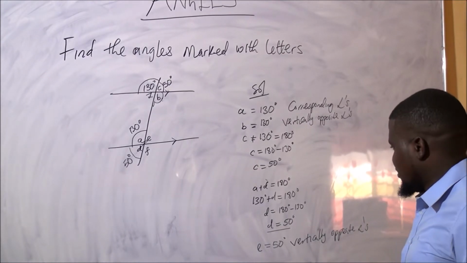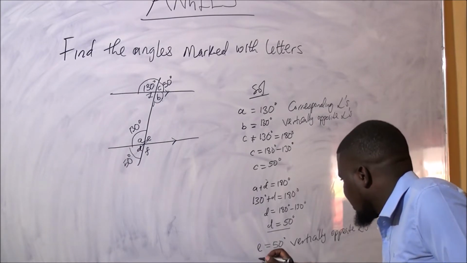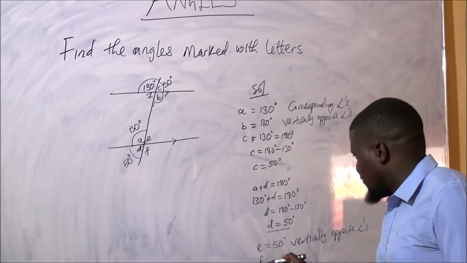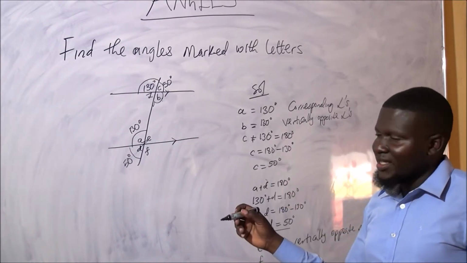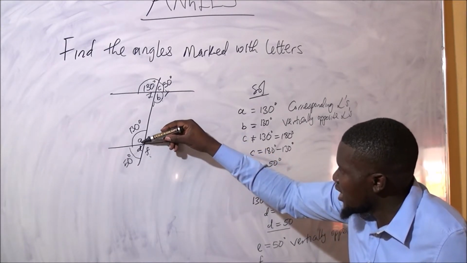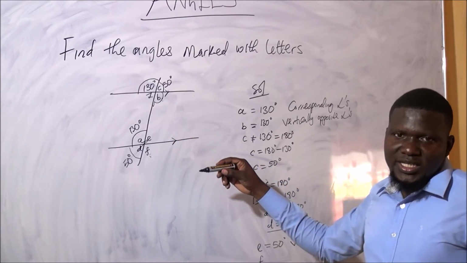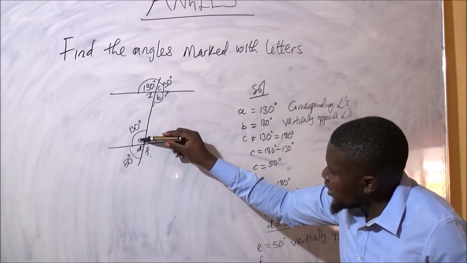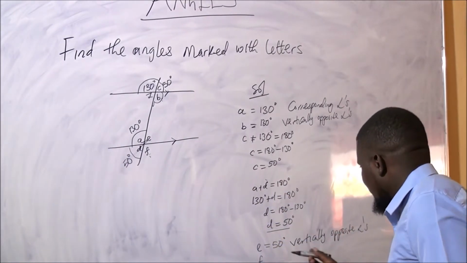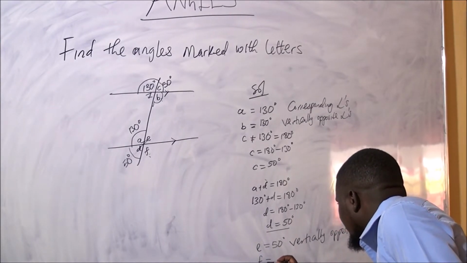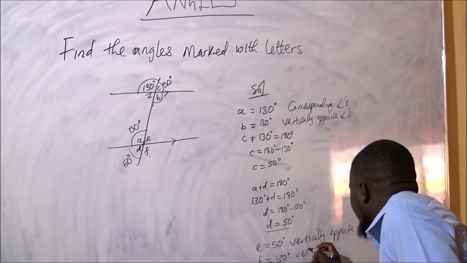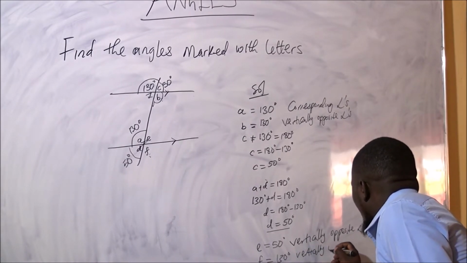How do we find F? This F can be found by adding the two also. We can say F, either we add the two to get 180, or we can say this 130 and this 130 here. These are two angles. Angle A and angle F are vertically opposite angles. Meaning that if the answer for A is 130, the answer for F also is 130 degrees. So F is equal to 130 degrees, also vertically opposite angles.